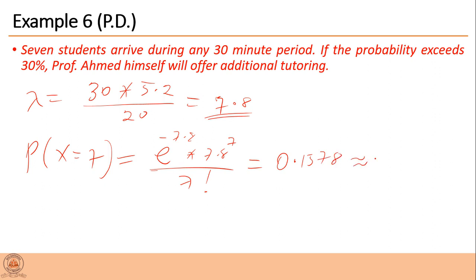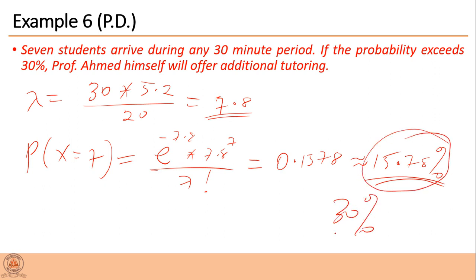Convert it to a percentage by multiplying by 100, that is 15.78%. If this percentage exceeds 30%, then Professor Ahmed himself will have to offer additional tutorials. But looking at the result, Professor Ahmed need not offer any additional tutoring, since the probability of receiving such students in a 30-minute interval is 15.78%, which is much less than 30%.